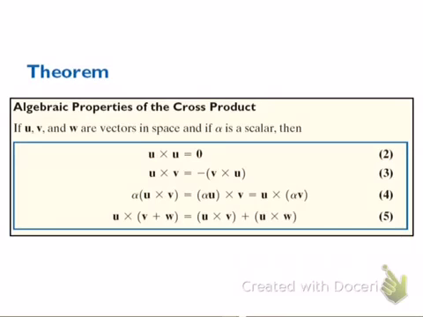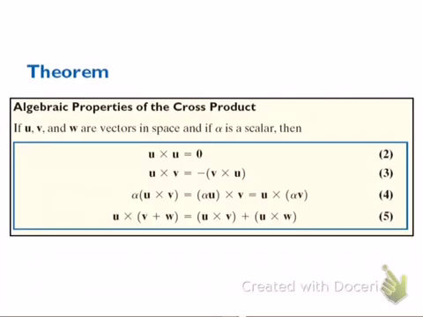So you can see first, if you cross a vector with itself, you're going to get 0. And then if you cross a vector with another vector, that's the opposite of switching those. So you can see order matters. There is no commutative property because you get a different answer with u cross v and v cross u. So be careful with that.